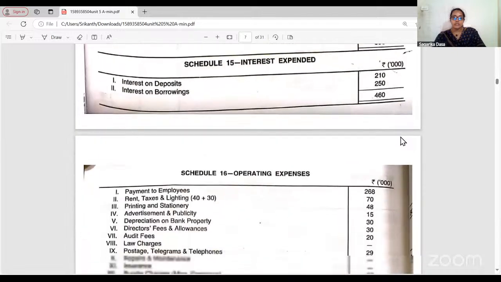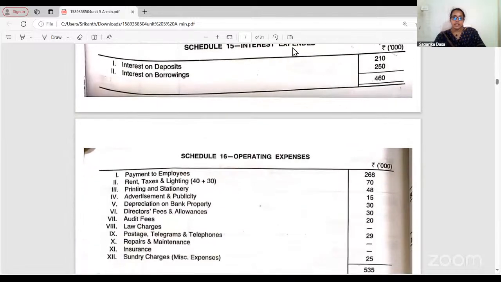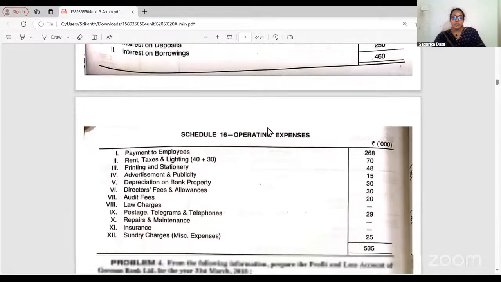Now you will see schedules 15 and 16. Schedule 15 is interest expended. Interest on deposits and interest on borrowings, 460 is the total. Then schedule 16, operating expenses: we have salaries or payment to employees, rent, rates and lighting, printing and stationery 48, advertisement 15, depreciation 30, director fees 30, audit fees 20. We don't have any law charges. Postage is 29. Rebates are also not given in the problem. Insurance is not given. Miscellaneous expenditure is 25. So the total of your operating expenses, that is schedule 16, is 535. Schedule 15 is 460 and schedule 16 is 535.